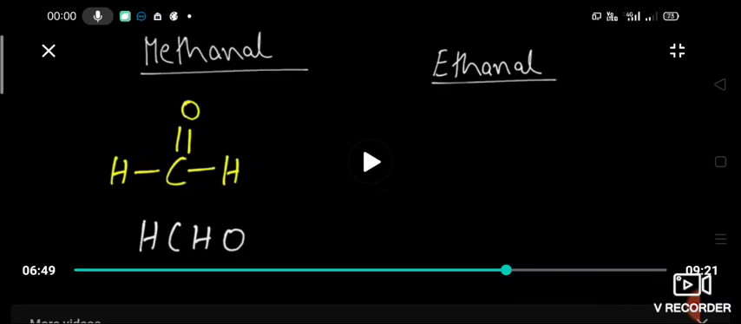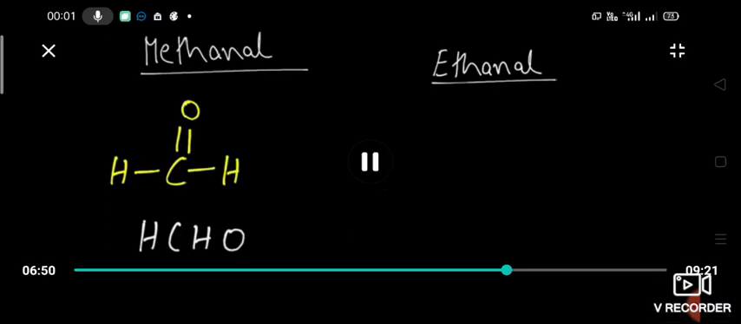So inside the specimen bottle, which chemical is present? Formaldehyde is present. What is the formula for formaldehyde? HCHO. What is the structure? The one shown is the structure. So you practice the structure. What is the functional group? Aldehyde is the functional group.